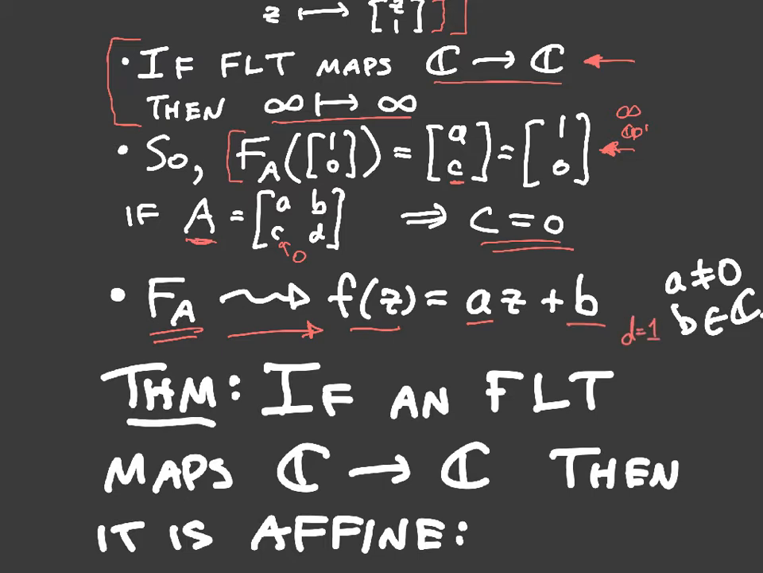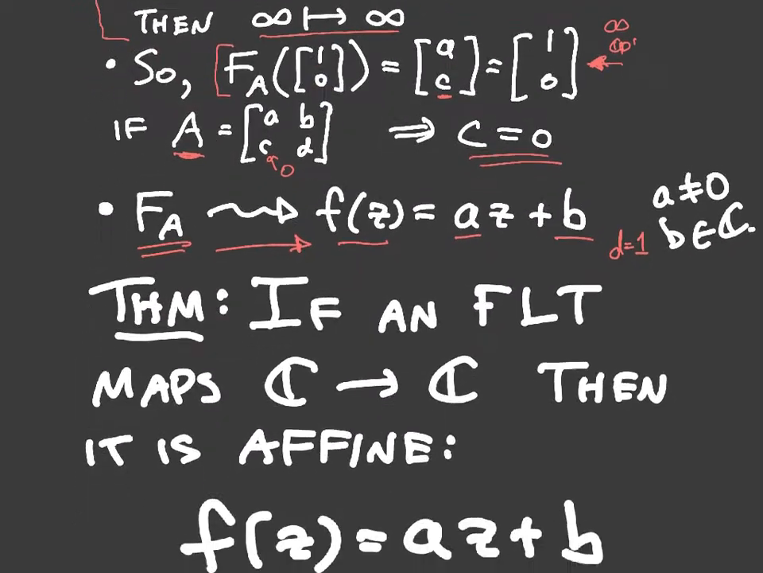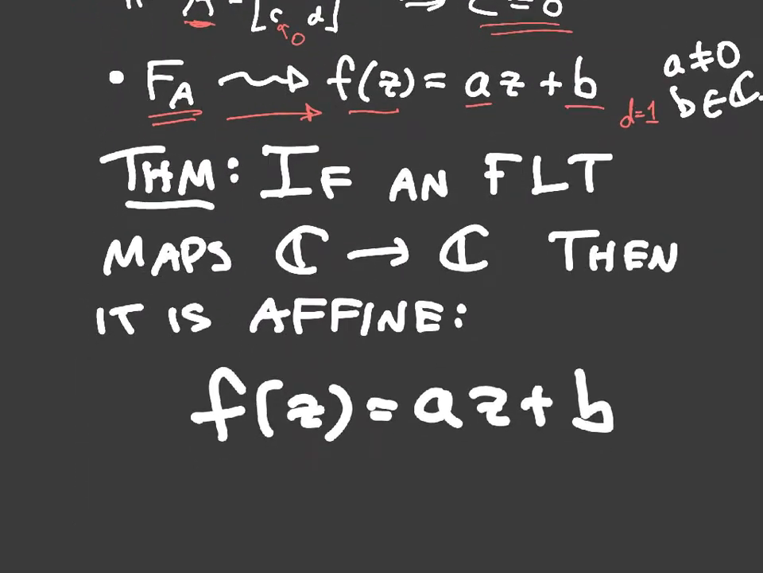So out of these easy observations, we get that if a fractional linear transformation maps the complex plane to itself, then it has to be an affine map, which just means it's of the form az plus b, where a is non-zero and b is just a complex number.